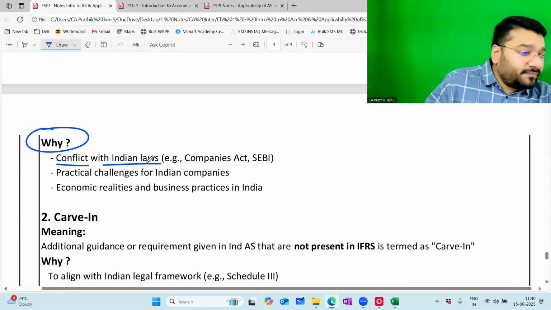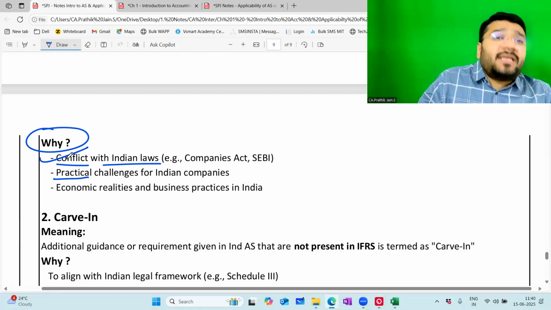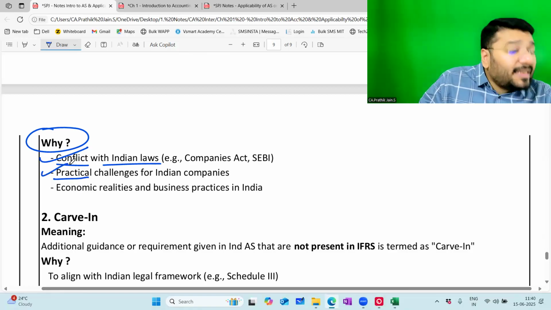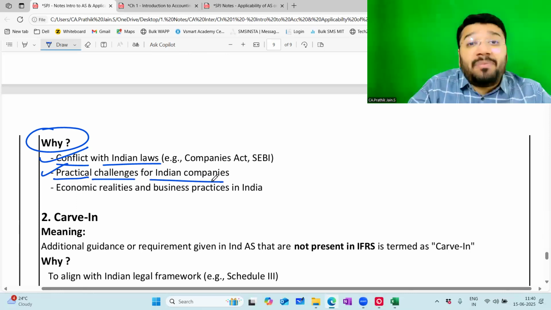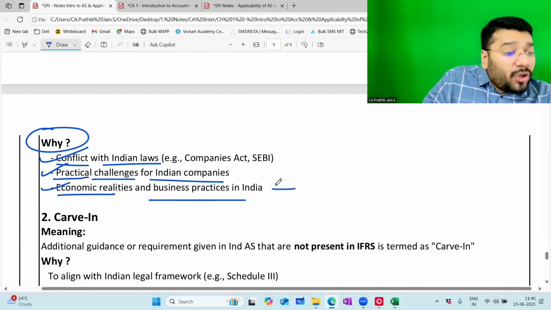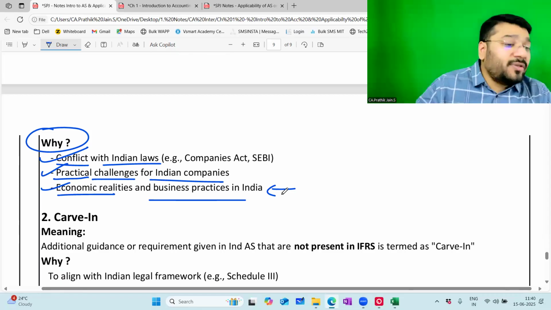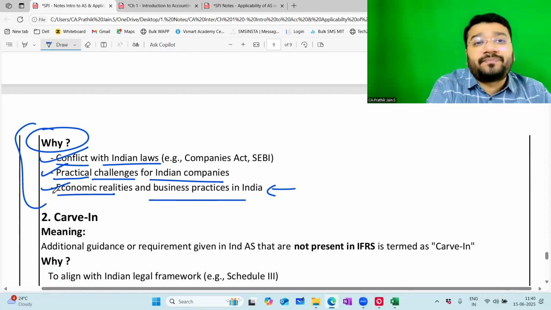Then, not just the conflict, sometimes the point suggested by IFRS was not practically possible to implement. We had a lot of practical challenges for Indian companies to implement that. Third, the economic realities and business practice in India did not make it suitable for the adoption of that point as it is. So these were the reasons why we had to carve out.